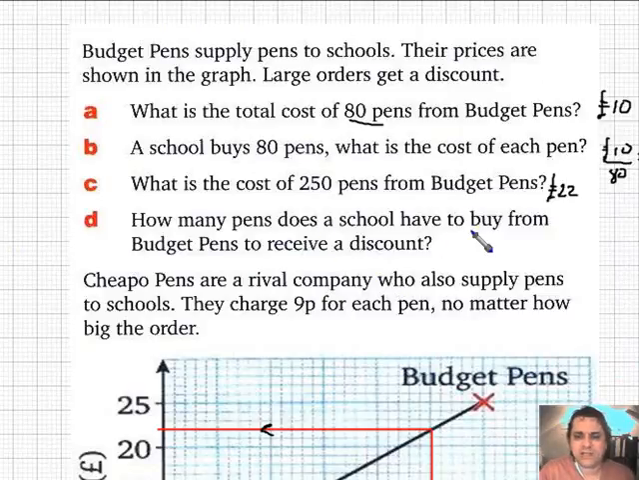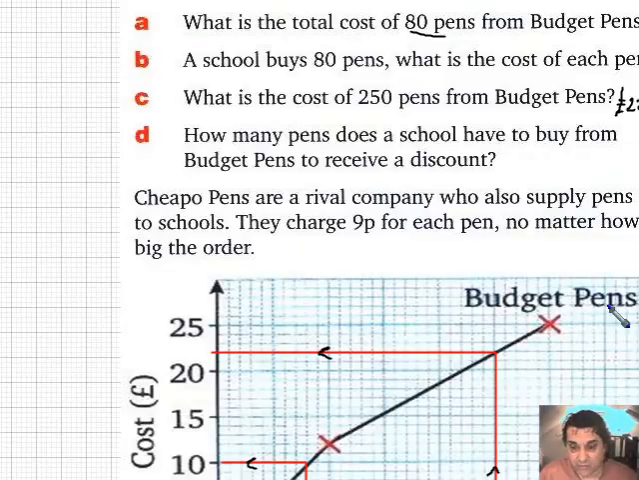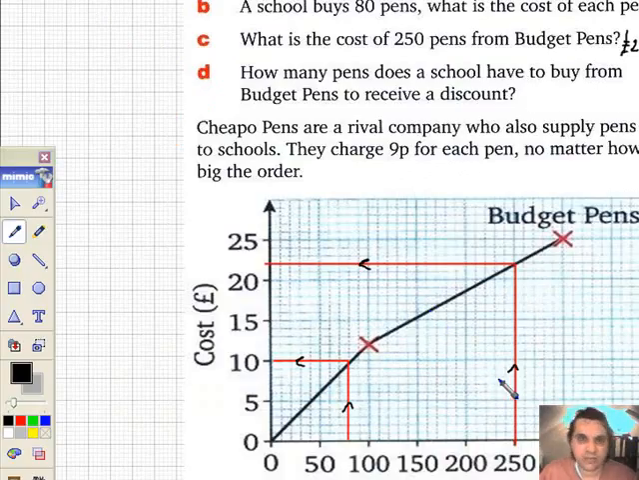How many pens does a school have to buy from Budget Pens to receive a discount? A little bit more cryptic, this. Right, look at this. From 0 to 100 pens, you get charged at this rate, and from 100 onwards, you get a slightly reduced rate. As you can see from the gradient of the line, it's less steep, so the price goes up less quickly as you buy more and more.